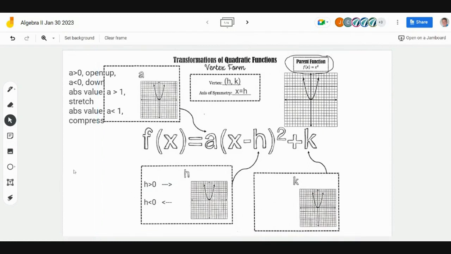Now here's where you have to be careful. They know the drill. Be careful with H. I'm going to make this wider over here too.